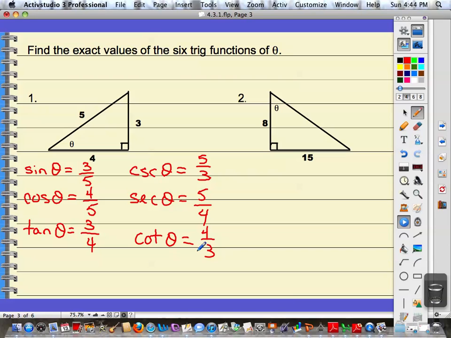Okay. So those are exact values. I just left them as fractions. I just write the ratio and I'm done. Okay. The only thing I have to worry about is if there's any radicals involved, and I might have to rationalize if my radical ends up in the denominator.